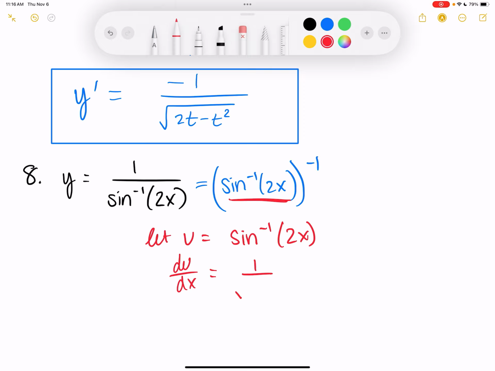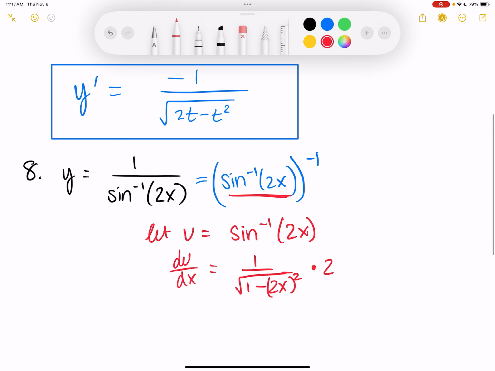So this would be then 1 over the square root of 1 minus, in this case it's 2x, and then that 2x is squared, times the derivative of the inside, which is 2, so times 2. So that ends up just being 2 over the square root of 1 minus 4x squared when I square the bottom part and simplify it.